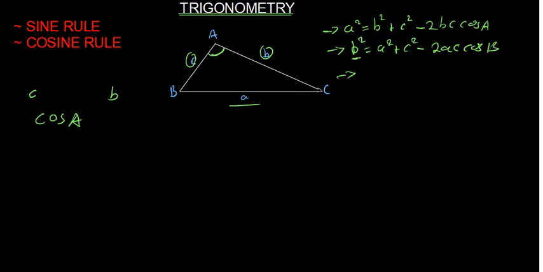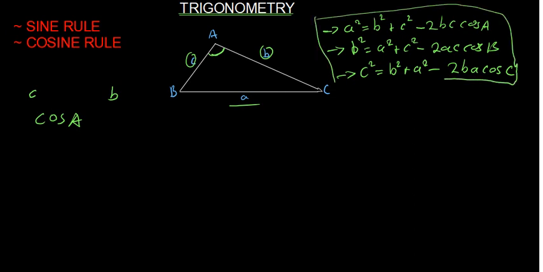So you can do the same thing again when it comes to c as well. So here what you can have is c squared is equal to what? b squared plus a squared minus 2ba cos what? Cos C. So any of these formulas is going to help you find the values that you need to find.